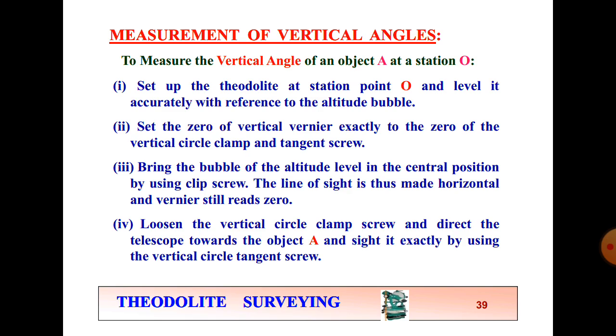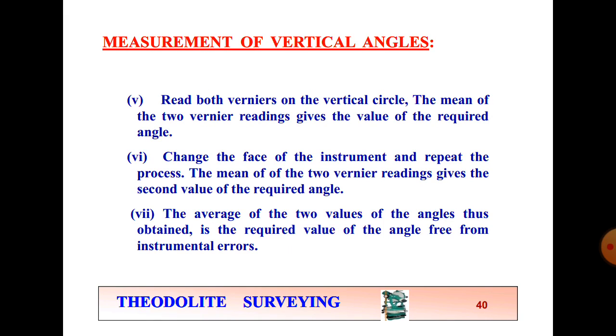So here, when the line of sight is perfectly horizontal, use the vernier screw or clip screw for minor adjustment, and loosen the vertical circle clamp screw and direct the telescope toward the object A, or bisect any object or target point, and adjust slightly using the vertical circle tangent screw. Then after that, fix the screw and read both the verniers on the vertical scale.